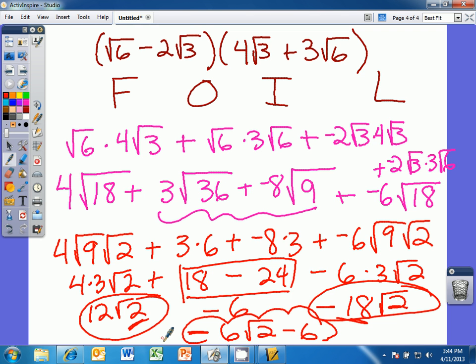Alright, and we're going to learn on the next video how to use FOIL along with a special binomial called a conjugate in order to rationalize radical expressions.